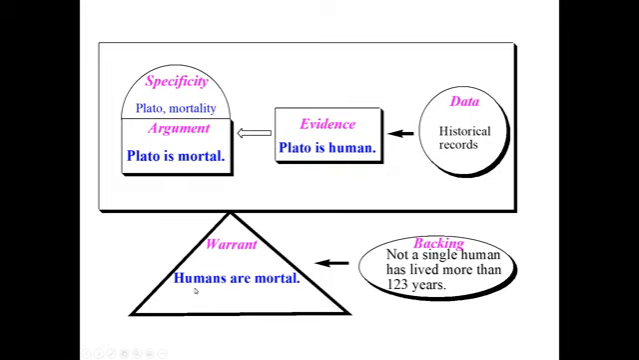The warrant is humans are mortal. And then the elaboration on a warrant, we name it backing, right? The backing is that not a single human has lived more than 123 years. So that's the whole argument.